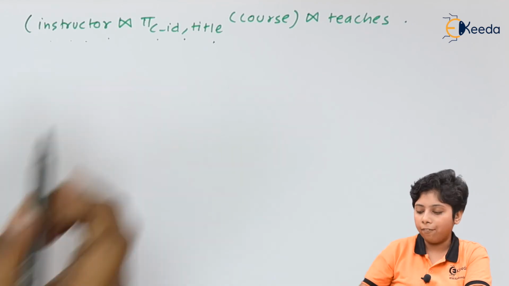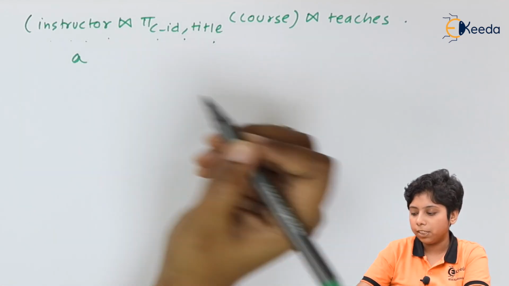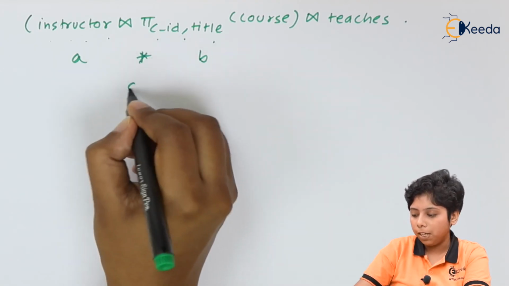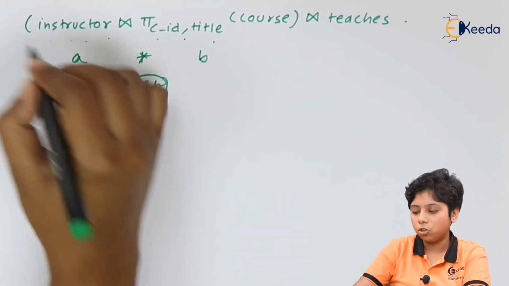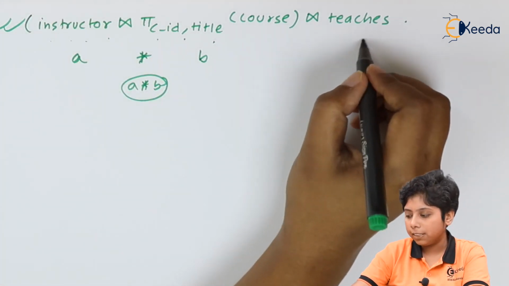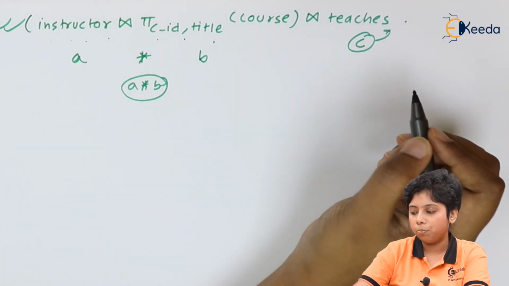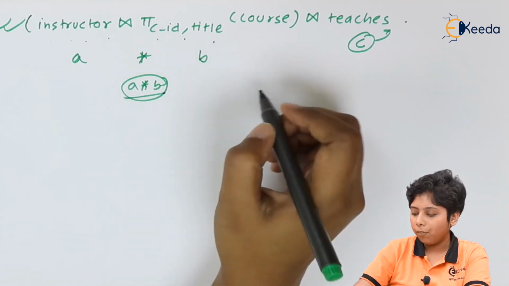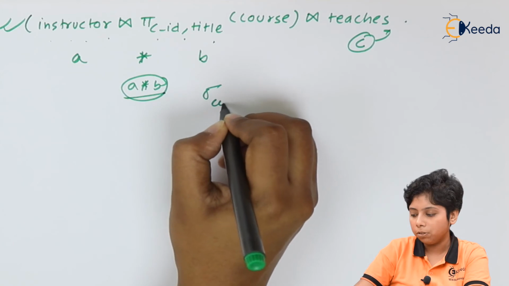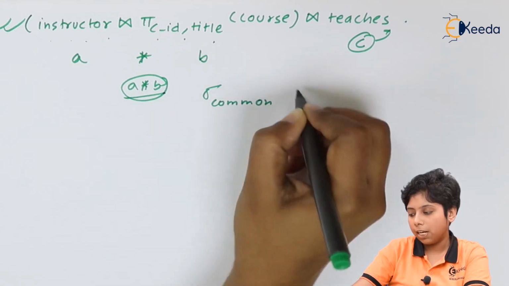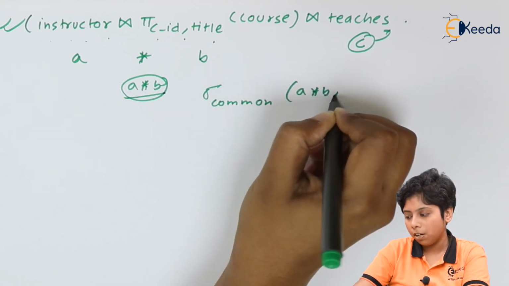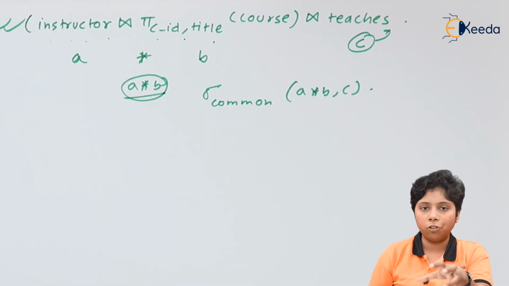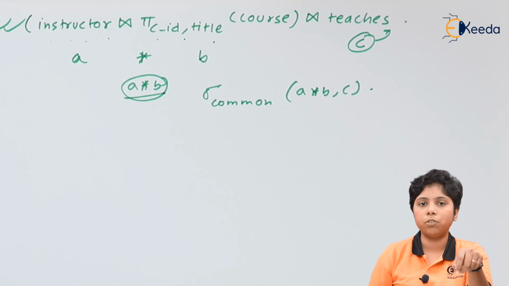If there are a number of attributes in instructor and b number of attributes in course, we will have a product b number of attributes in this joined relation. And if there is c number of attributes that belongs to teaches and the common attributes from A and B, then we will only have the common attributes from the selection of A into B, comma C. So it is always better to join on the attributes if there is a common one between two relations.